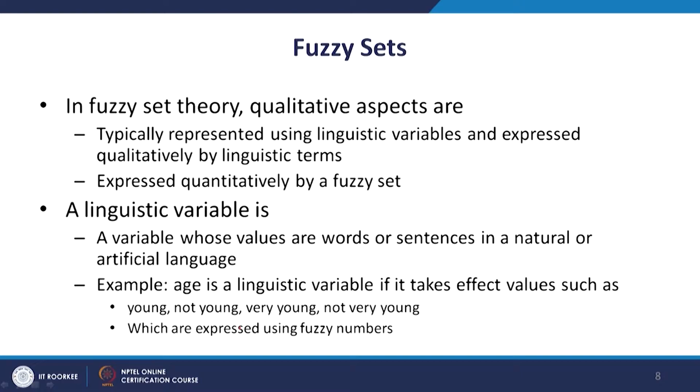So, let us talk about what we mean by a linguistic variable. A linguistic variable, as you can see in the slide, is a variable whose values are words or sentences in a natural or artificial language. The sentences could be half a sentence kind of thing. So, these words or sentences are the values.